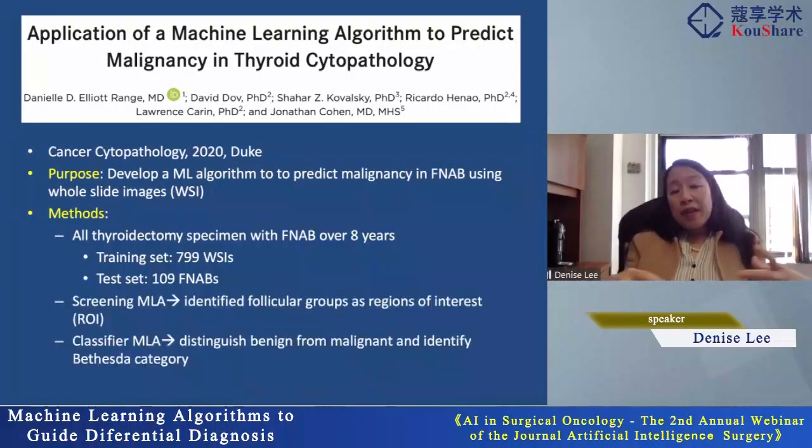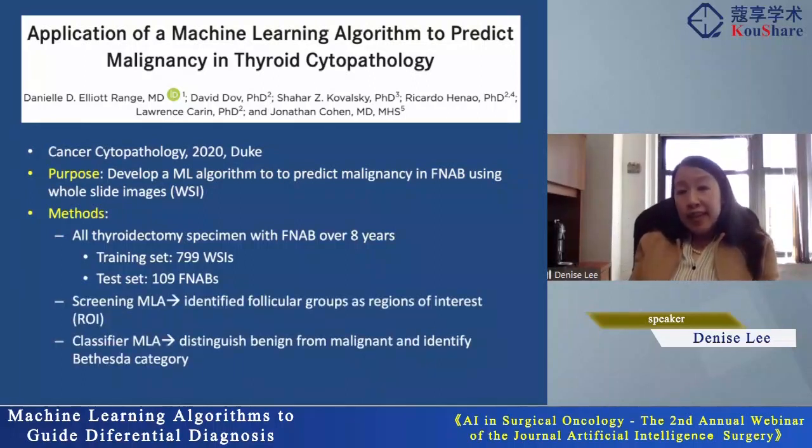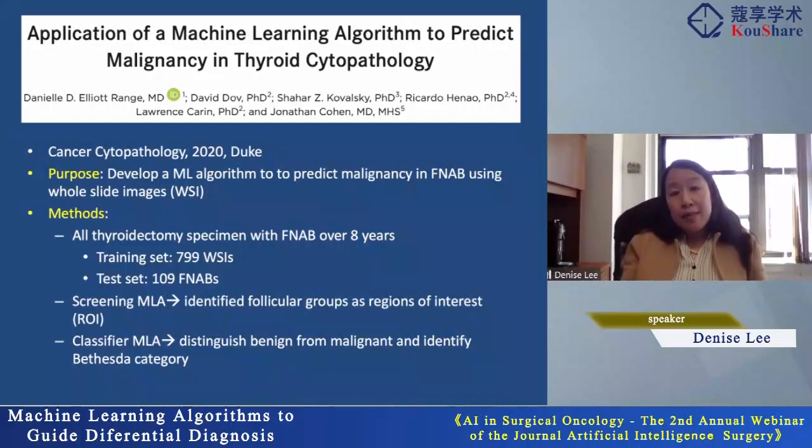For their methodology, they first developed a screening machine learning algorithm, because they had to first figure out a way to identify the follicular groups on a whole slide image, which is a bit tricky because for FNA aspirates, there's only a small amount of area that actually has the follicular cells of interest, and the rest of it is just empty space on the slide.